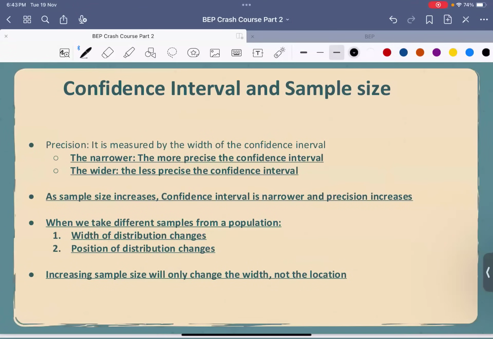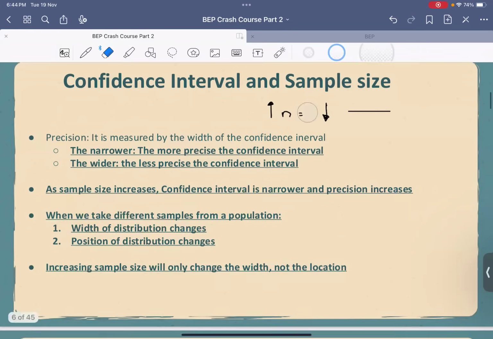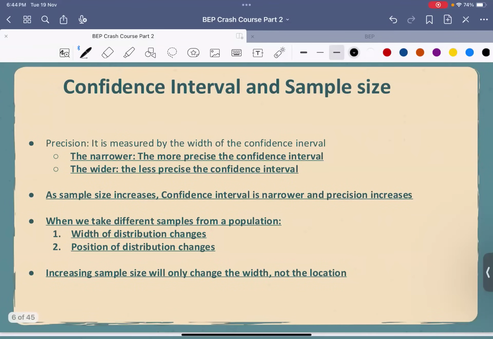Now let's talk about the relationship between confidence interval and sample size. Again, it's the same concept as standard distribution and SEM. As you increase sample size, you decrease the width of the confidence interval. What does that mean? We have something called the precision of the confidence interval. It's measured by the width of the confidence interval. The narrower, the more precise. The wider, the less precise, okay? This is very, very important.